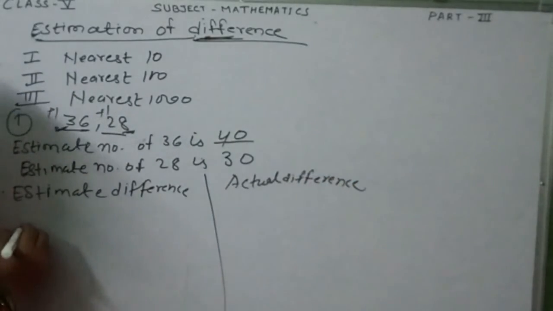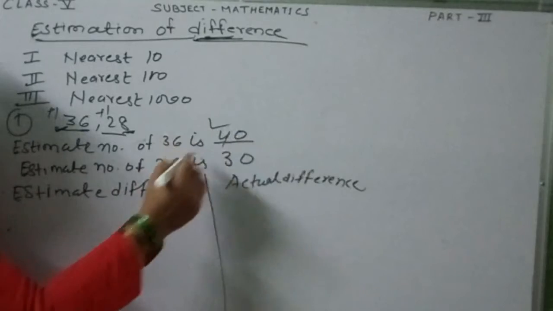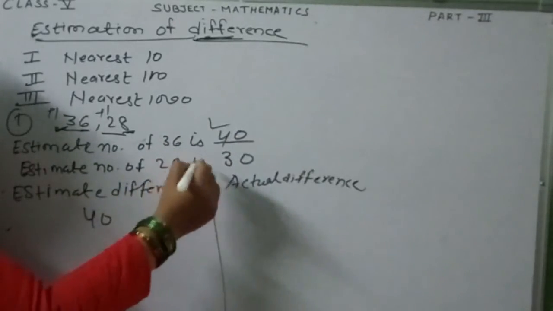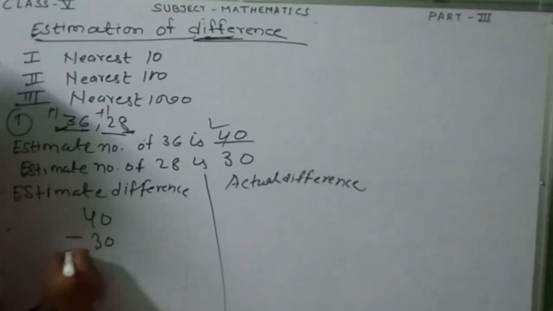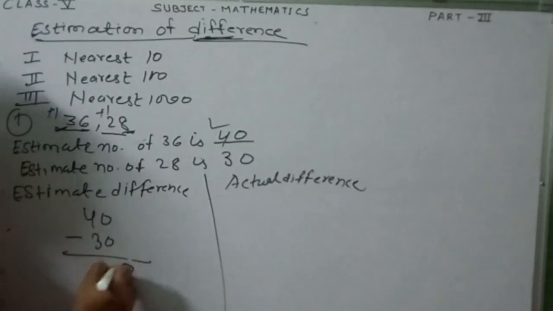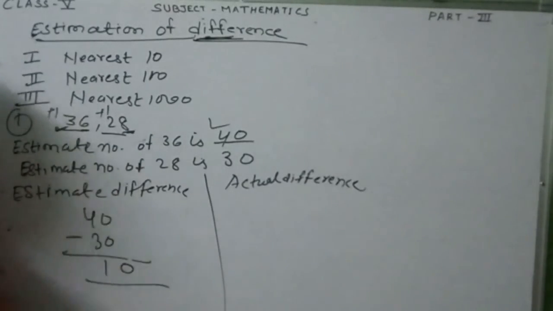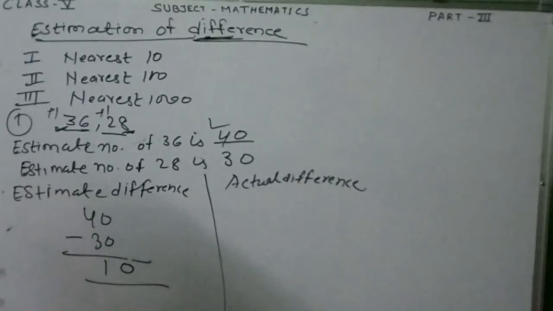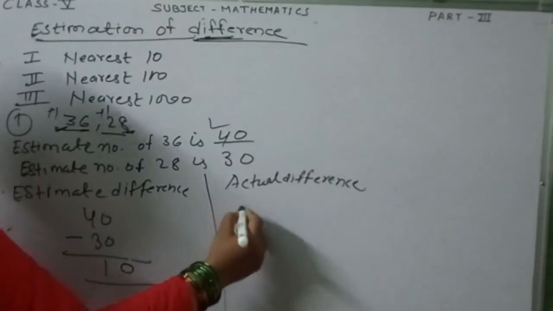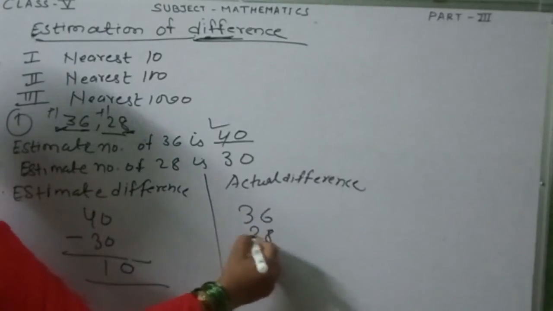Okay. Now estimate difference. What is the estimate value of 36? It is 40, and 28 is 30. Minus: we have to put 0 minus 0 is 0, 4 minus 3 is 1, so 10. So what is the estimate difference of the given numbers? It is 10.